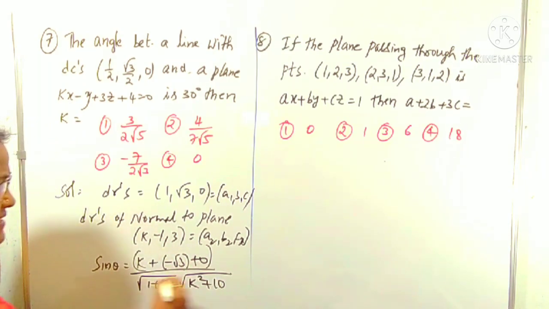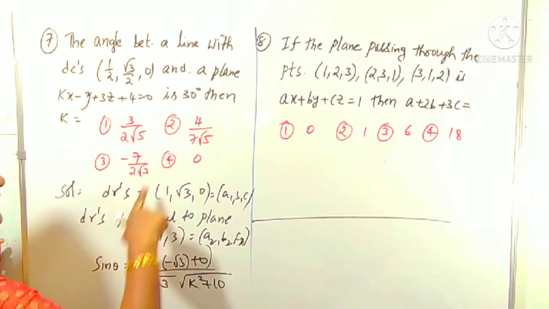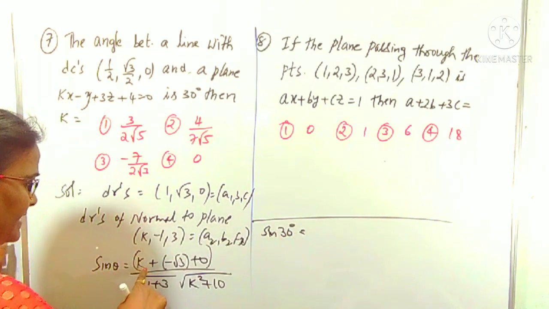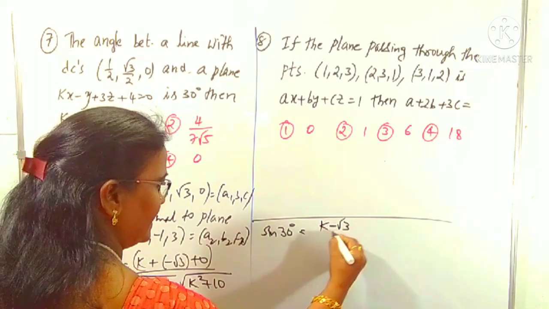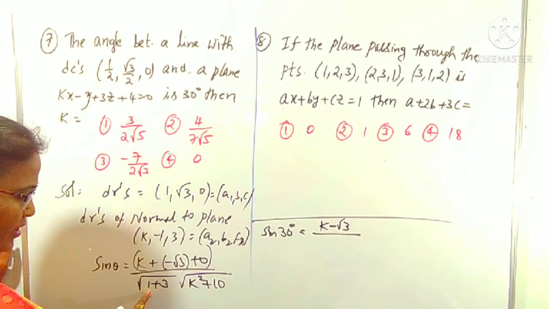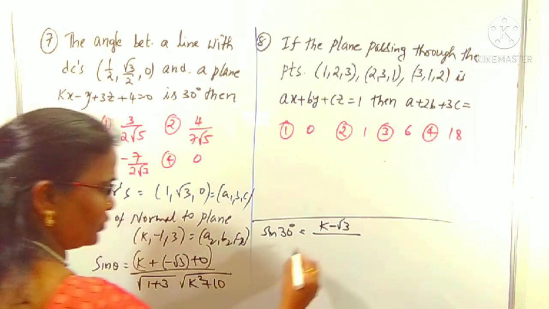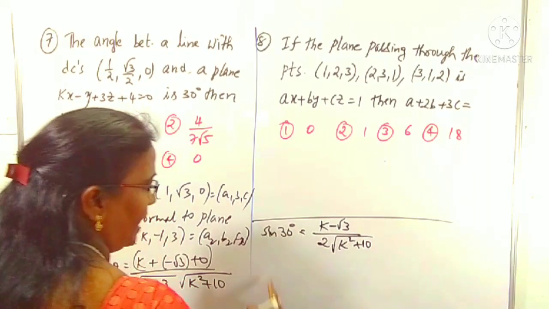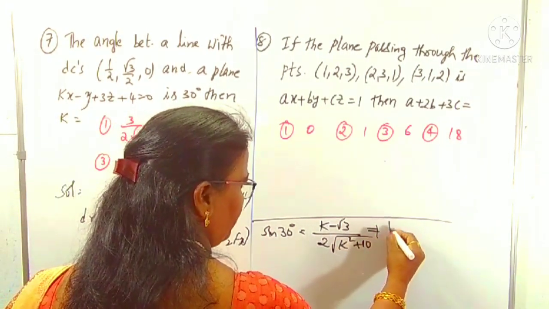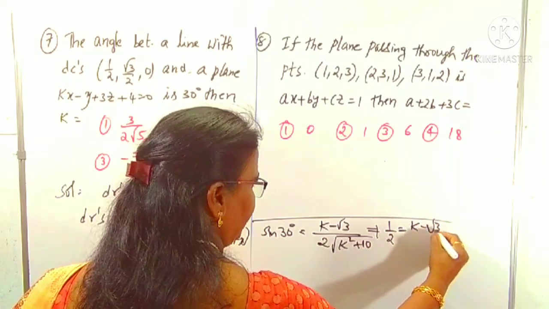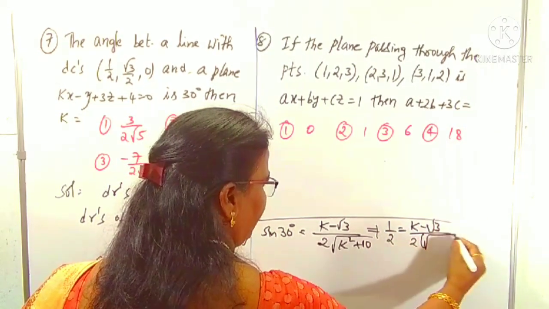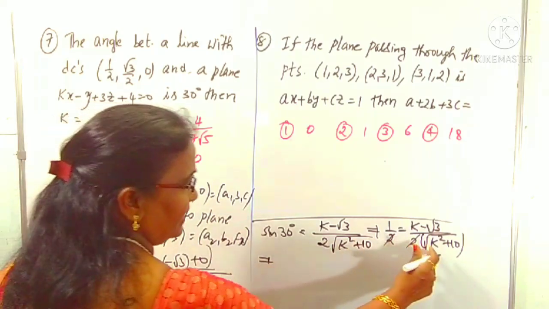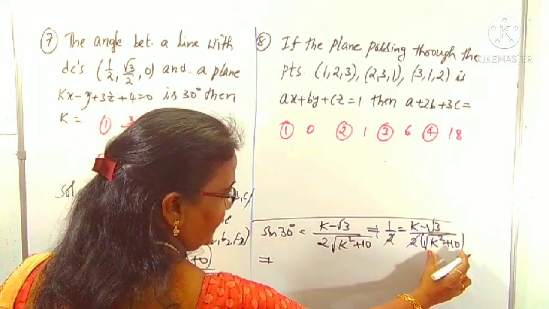Theta is given as 30 degrees. Sin 30 is equal to, by the expansion, k minus root 3 in the numerator by root 4, which is 2, into root over k square plus 10. Sin 30 is 1 by 2. So 1 by 2 is equal to k minus root 3 by 2 root over k square plus 10. The simple way to do this is the 2 gets cancelled, then take the cross multiplication and square both sides because there is a square root.